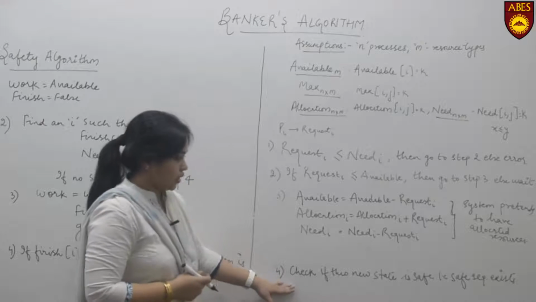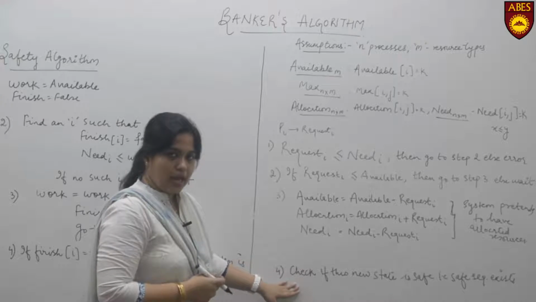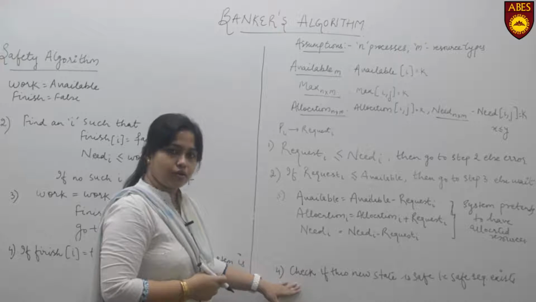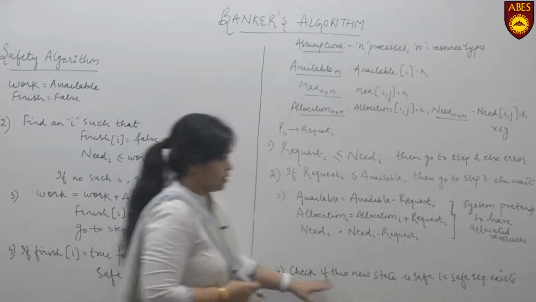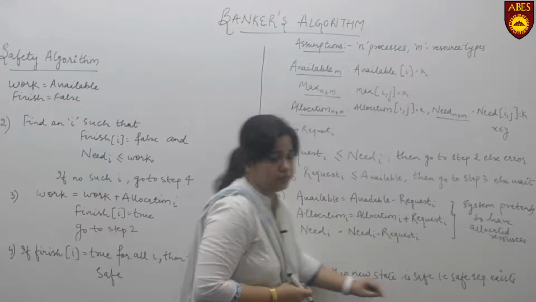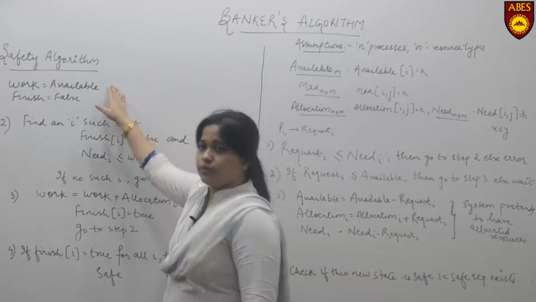Then if this new state is safe, then a safe sequence exists, and if the processes are not in a safe state, then we can say the state is not safe. Then we come to the safety algorithm.